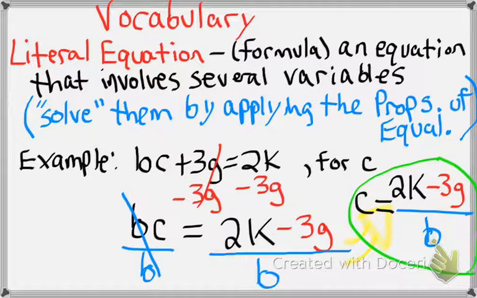I agree it's not a number answer for C, but here's the thing. We had so many unknowns because we had so many letters, we couldn't get a number answer for C, but at least we've gotten the variable C by itself. So as soon as we do know K, G, and B, all we've got to do is plug them in and follow the order of operations and we'll have our answer, because all that equals C. So we've isolated it and we've solved this literal equation.